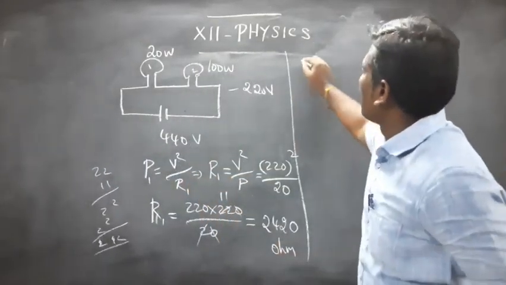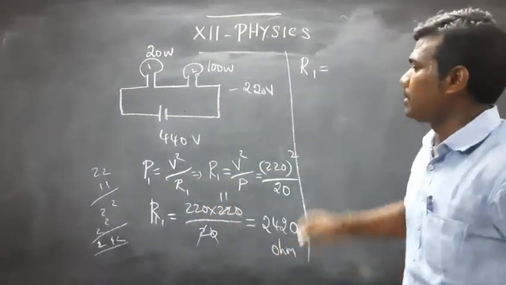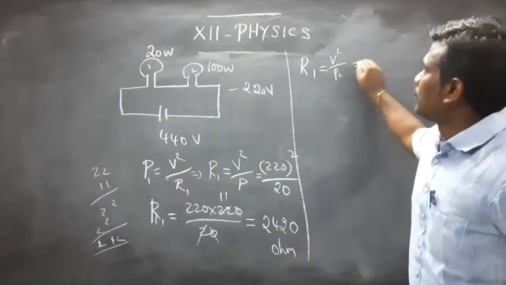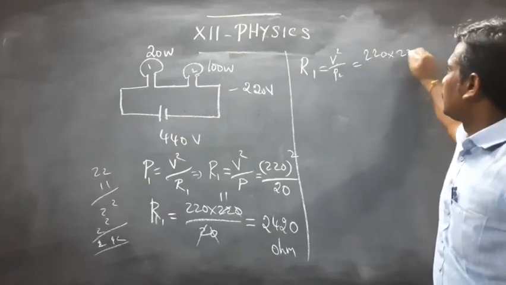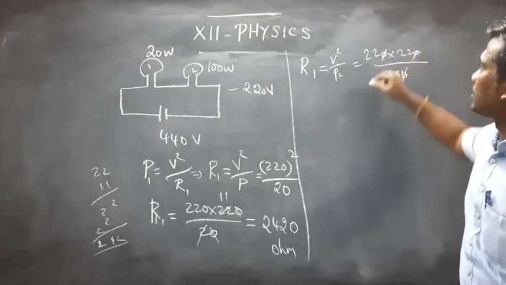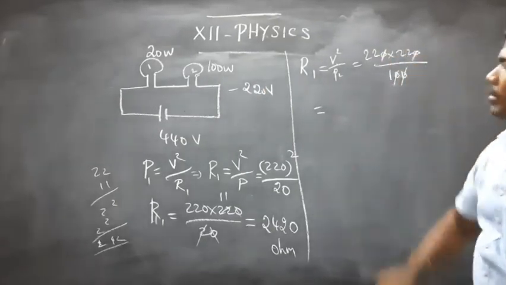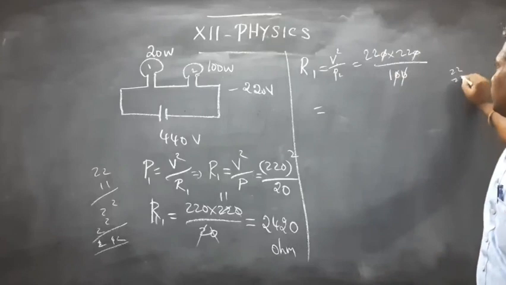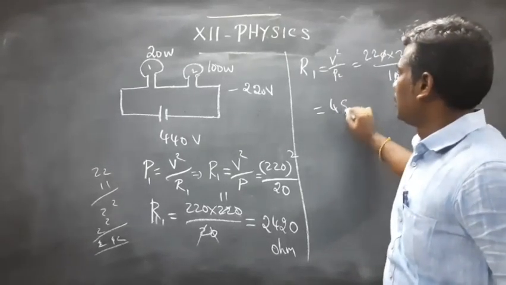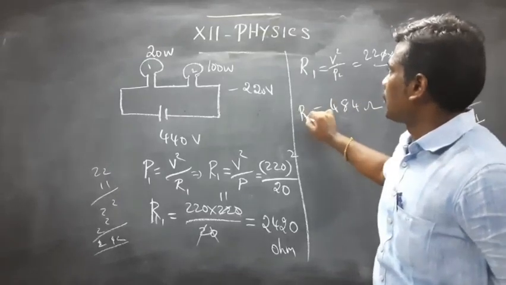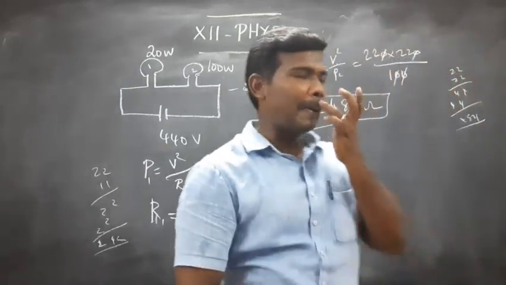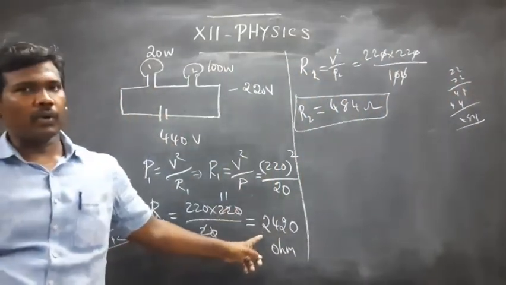So we are applying the same formula. R2 is equal to V square divided by P. The V square value is the same, 220 into 220 divided by the power value, 100. So the zeros get cancelled. Here we have 22 multiplied with 22, so 484 ohm. So the R2 value is 484 and the R1 value is 2420 ohm.